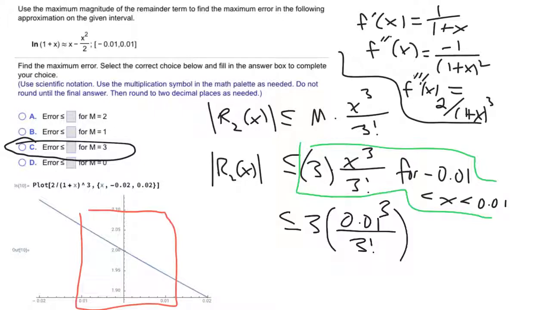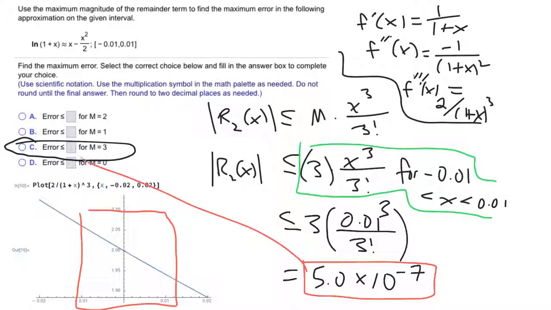If you do the arithmetic here, and again, they want it in scientific notation, I get 5.0 times 10 to the minus 7 is what this evaluates to be. So this will be the answer that goes into that box when M equals 3. So the actual error at any particular approximation in here might be smaller than that, but that's the largest the upper bound of the error can be for values of x between minus 0.01 and 0.01.